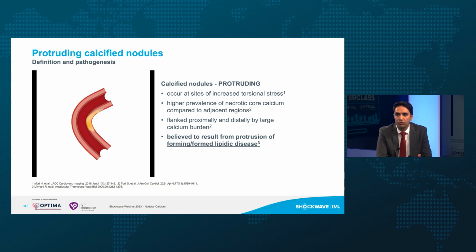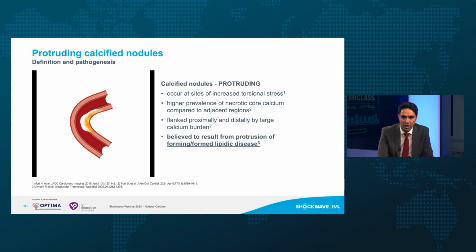On the contrary, a protruding calcified nodule has a different pathogenesis. Here you can see in this cartoon, what's happening is over time, the calcium is actually being pushed into the lumen by an underlying lipidic core or lipidic disease. So if you think of this, what happens is a calcified nodule forms. As the vessel positive remodels, the lipid actually pushes the nodule into the vessel. Another possibility for the pathogenesis of protruding calcified nodules is actually just the simple progression of the necrotic core over time into a large calcified nodule.